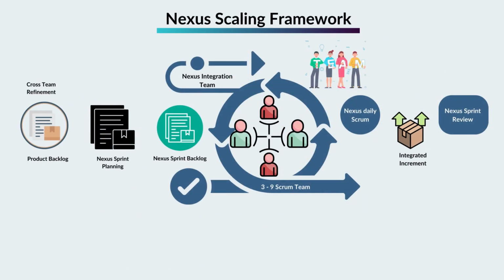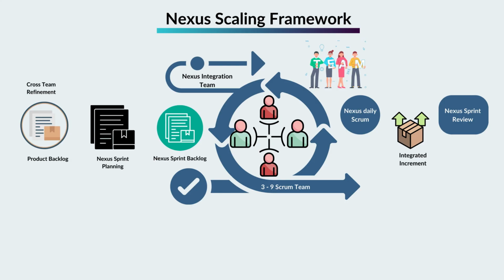Nexus Scaling Framework. Ken Schwaber and Scrum.org jointly developed the Nexus Framework. The Nexus Framework is built on the Scrum principles. It extends them only when it's necessary. Nexus has a single product owner and a group of 3 to 9 Scrum teams working together for common product goals. The main goal of Nexus is to scale the foundational principles of Scrum to a group of Scrum teams to deliver a product which cannot be built by a single team.